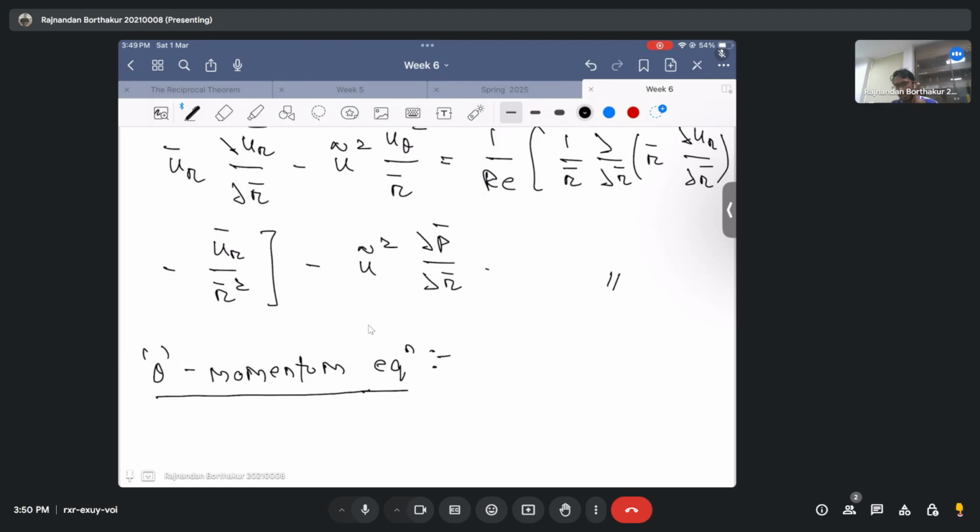Now the theta momentum equation will again start off from the dimensional form. We'll just do a similar analysis, but this time I'll do it a little faster because we are just repeating things again and again. So we'll start off from the simplified form.